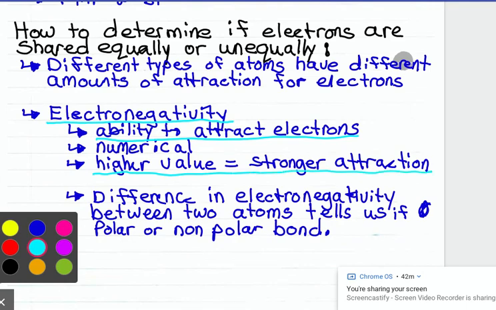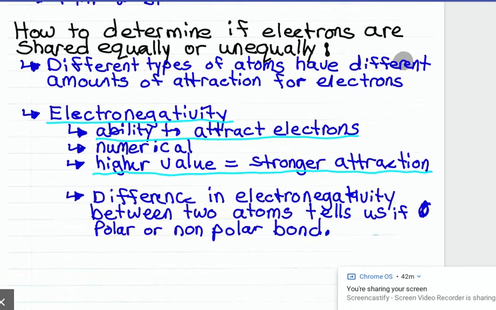Now, if we want to know if our electrons are going to be shared equally or unequally in a bond, we look at the electronegativity difference. So what is the difference between the two atoms' ability to attract electrons? In our situation, between carbon and hydrogen, they both had about an equal attraction to the electrons, but when we compared our carbon and our oxygen, they had a significantly different ability to attract. So if you are looking for the numerical value for electronegativity, you need to look at your periodic table.